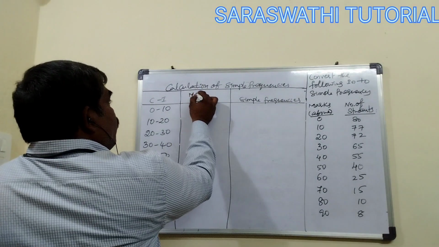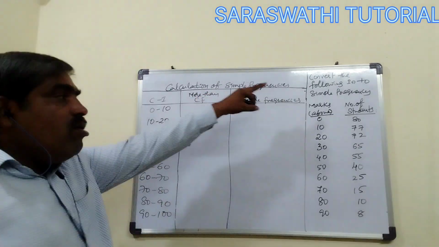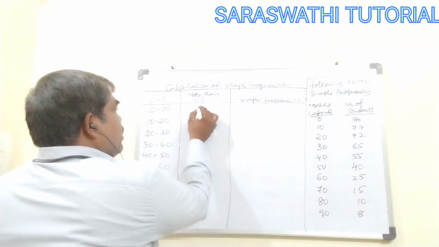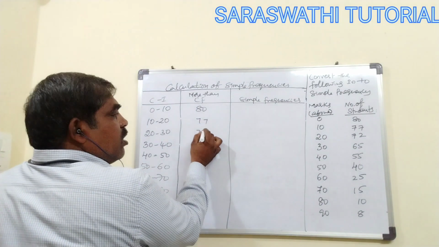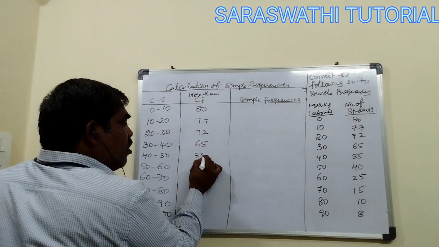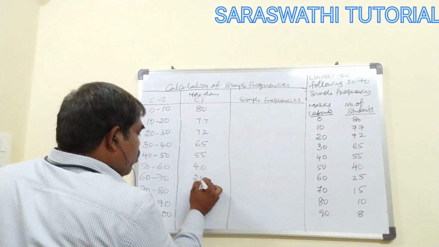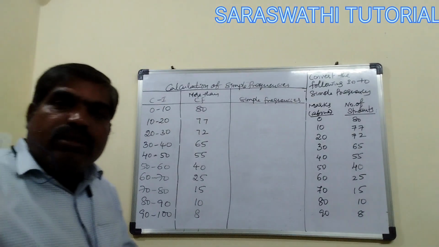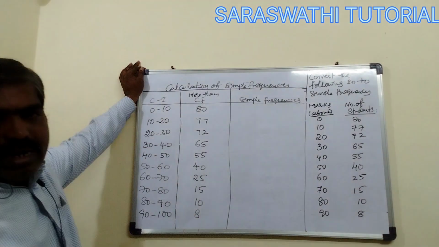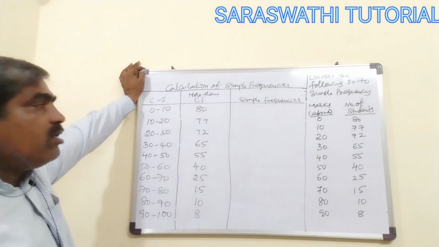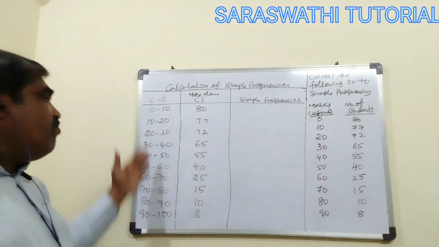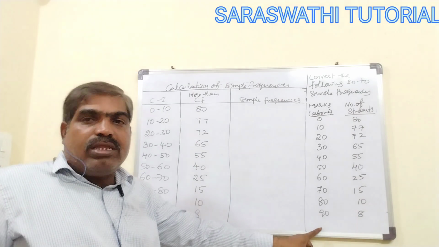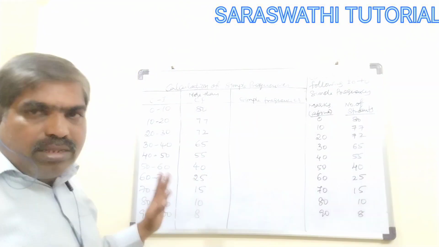Whatever the frequency is cumulative, which is it? It is more than, because the frequencies are given in descending order, which is called more than cumulative frequency, which is 80, 77, 72, 65, 55, 40, 25, 15, 10 and 8. This is the given question. From this information, how are we calculating the simple frequencies? Every difference is 10, so we have taken the class difference as 10, for 0 above, 10 above, 20 above.